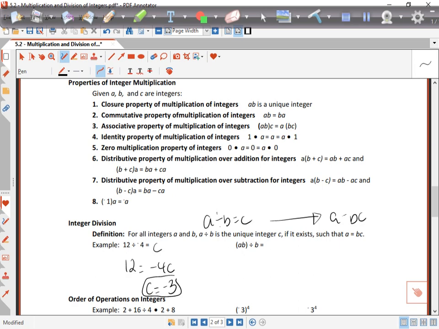Following that rule here, A over B, move that to the other side, B times C. These could cancel.